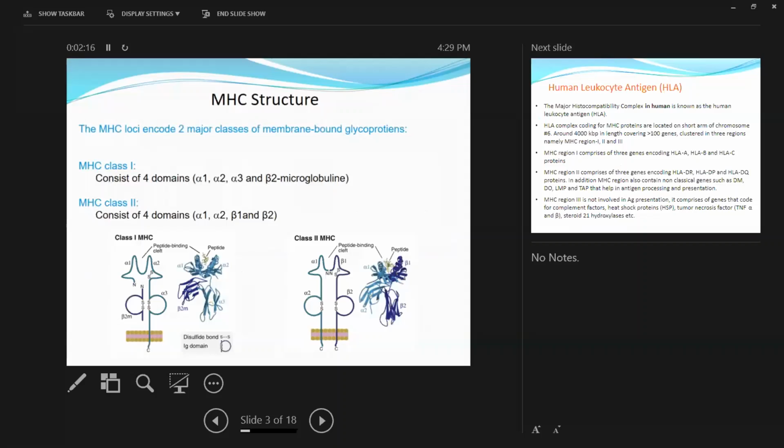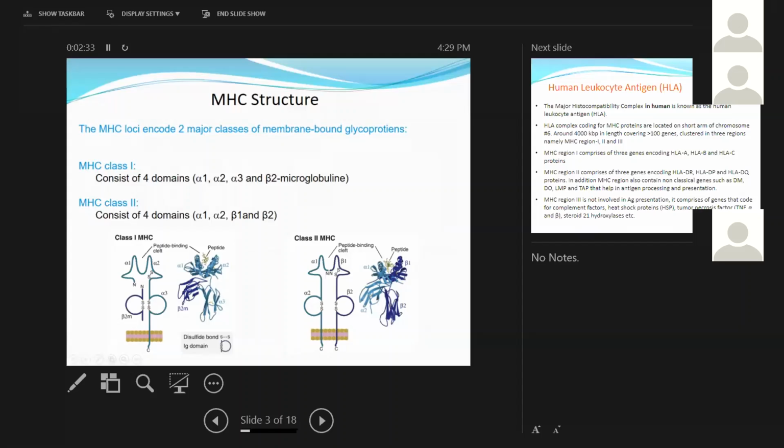Yes. So we have two MHCs, class 1 and class 2. Class 1 consists of 4 domains: alpha 1, alpha 2, and alpha 3, and also beta 2 microglobulin bound to these domains. MHC class 2 consists of 4 domains: alpha 1 and alpha 2, and beta 1 and beta 2. As you can see, it is bound to the membrane of the cell, and the top of the MHC molecule has a cleft. In that cleft is where the peptide of the antigen will bind.